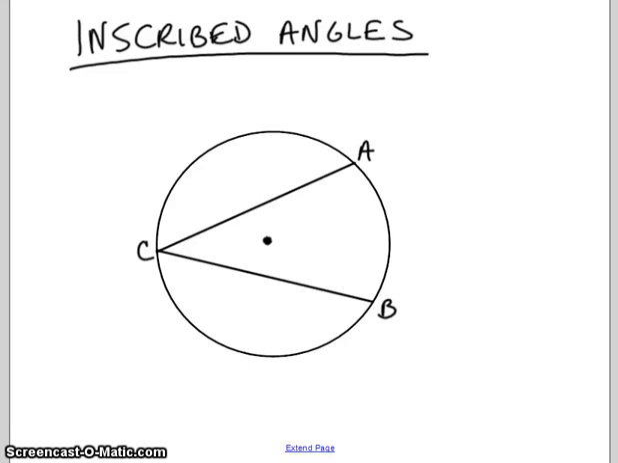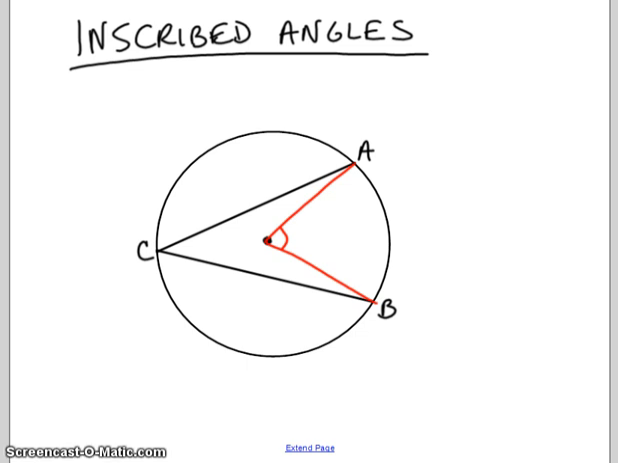Okay, this next lesson deals with inscribed angles. Before, we had central angles, which started in the center of the circle. Here's our central angle. Now, inscribed angles are on the outer end of the circle.